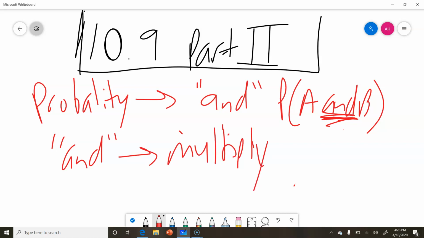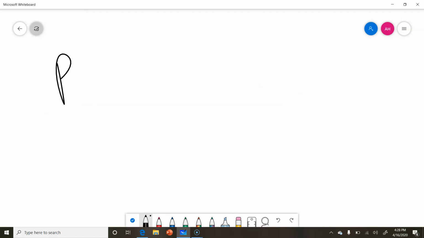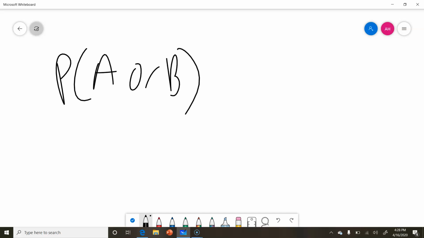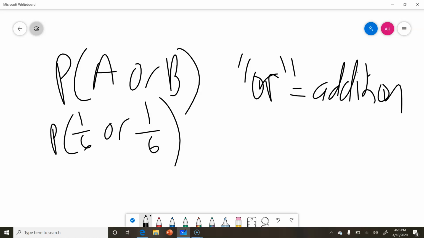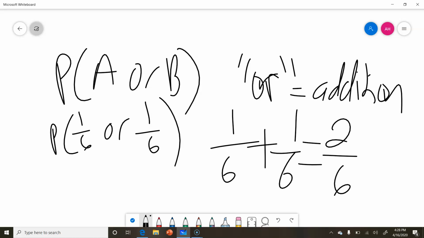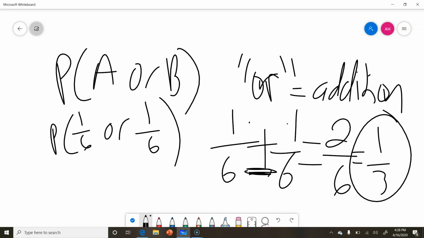Now that may be a little confusing because what we did a few lessons ago was this right here. It was the probability of A or B. Okay, now let's say that the probability in this case, and it was the same thing, is 1 out of 6. Or B, and again is 1/6. This time, the word or always means addition. So we're just going to add the two probabilities, 1 over 6 plus 1 over 6, and that equals 2 over 6. Remember, we don't multiply the base, we keep it the same, the 6 stays. The 1 plus 1 is 2, and that reduced is 1/3.